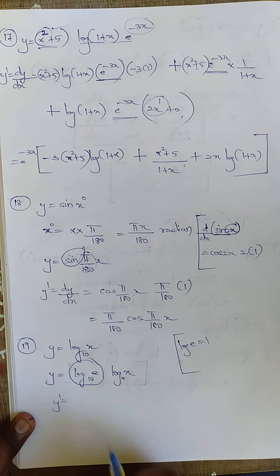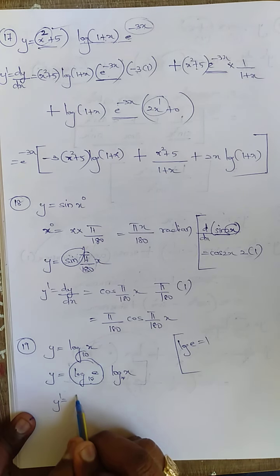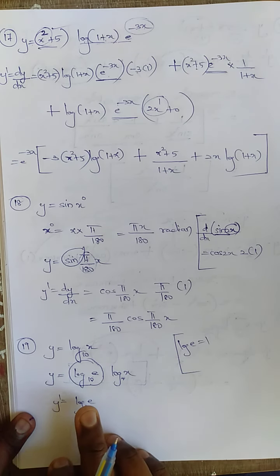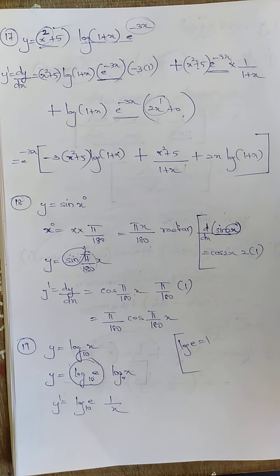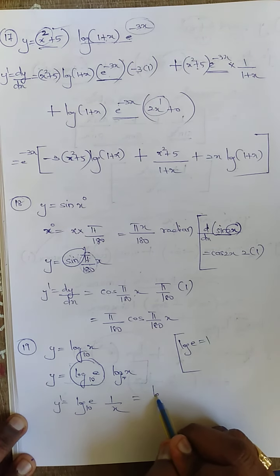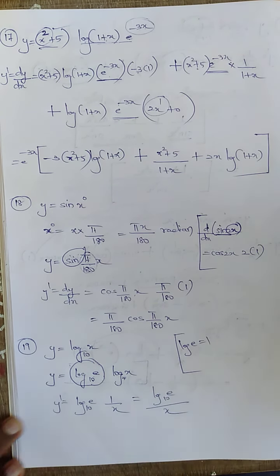y differentiated is y dash. So write log e base 10, because it is a constant. Log x differentiated is 1 by x. That's all. So the final answer is going to be log e base 10 divided by x.